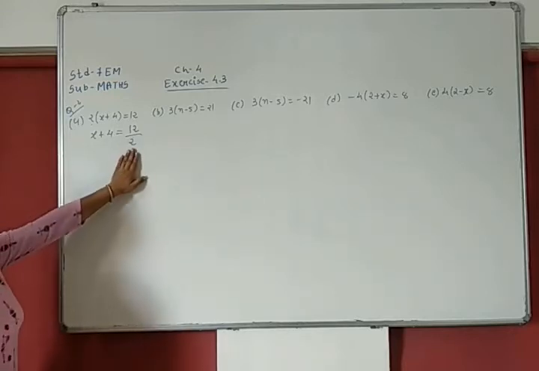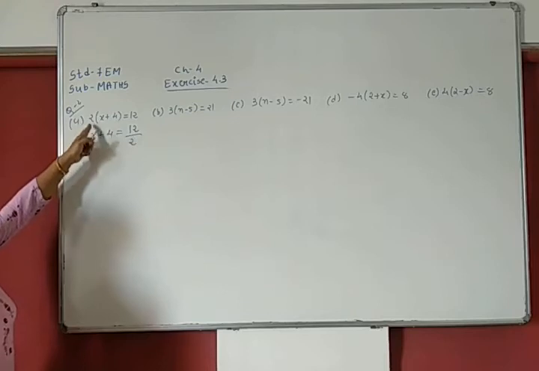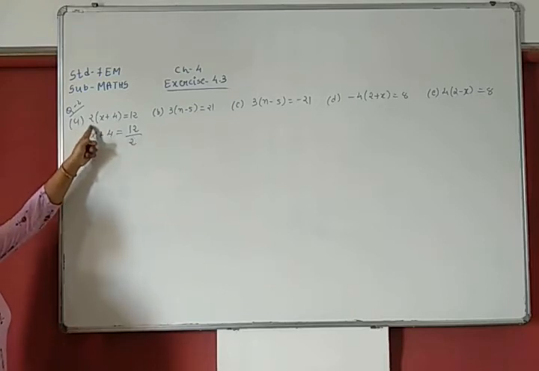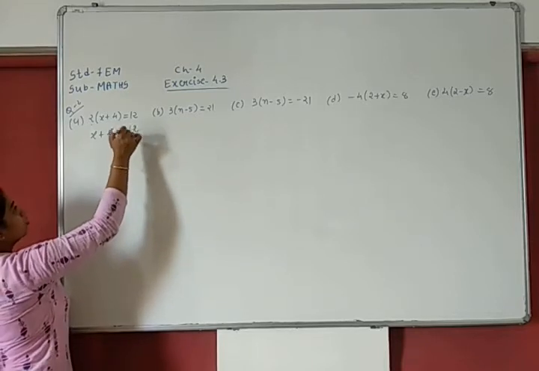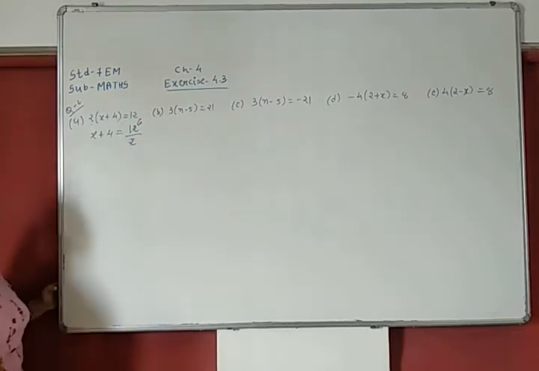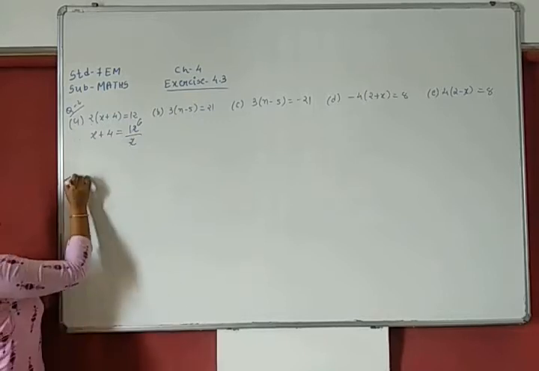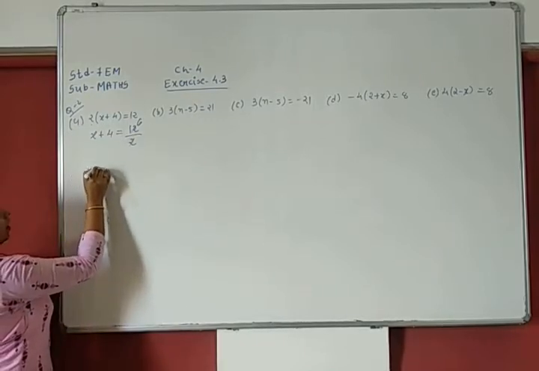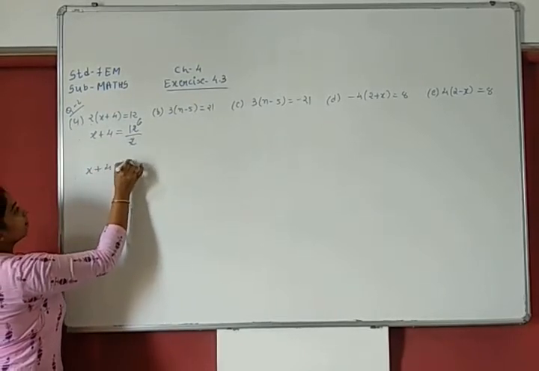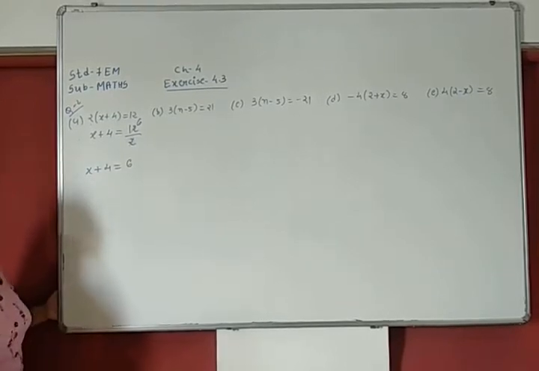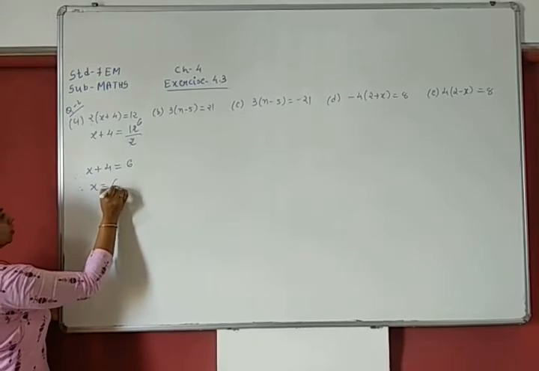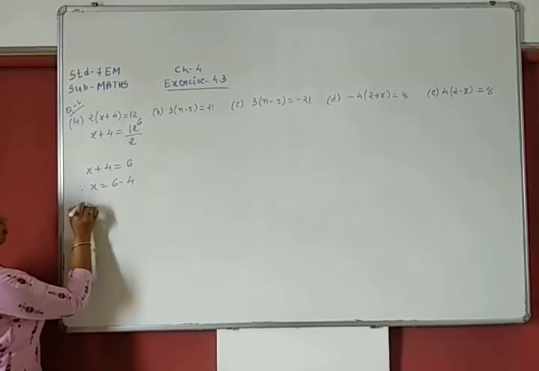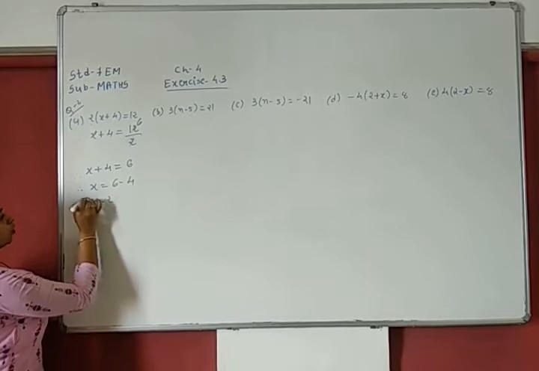Why will it go in the denominator? Because this side it is in multiplication, that's why. Okay, now you can cancel this. 2 6s are 12, so what will come? 6. So next step, x plus 4 equals 6. Now the equation is very easy. You can easily simplify this. x equals 6 minus 4, that will be 2.